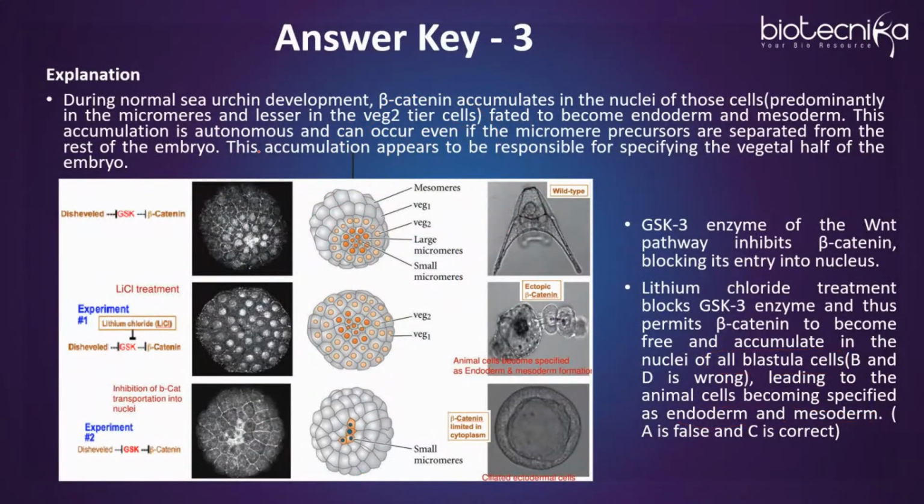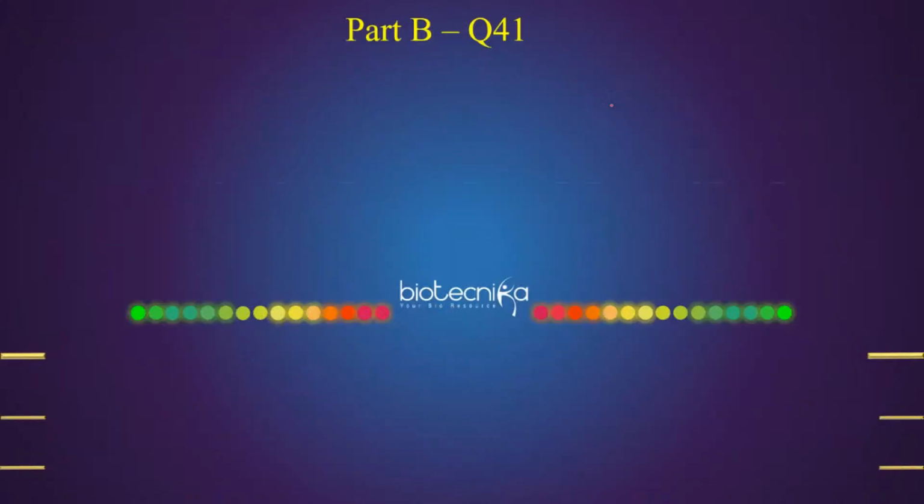So during normal development, it will accumulate in those cells, that is the micromeres, which are fated to become endoderm and mesoderm. And that is autonomous. But what you have done is an experiment by lithium chloride treatment, which blocks the GSK. That is experimental. This is wild type, this is autonomous. You have to understand where it is naturally expressed and where it is made to express by experiment. Then only you will be able to analyze.